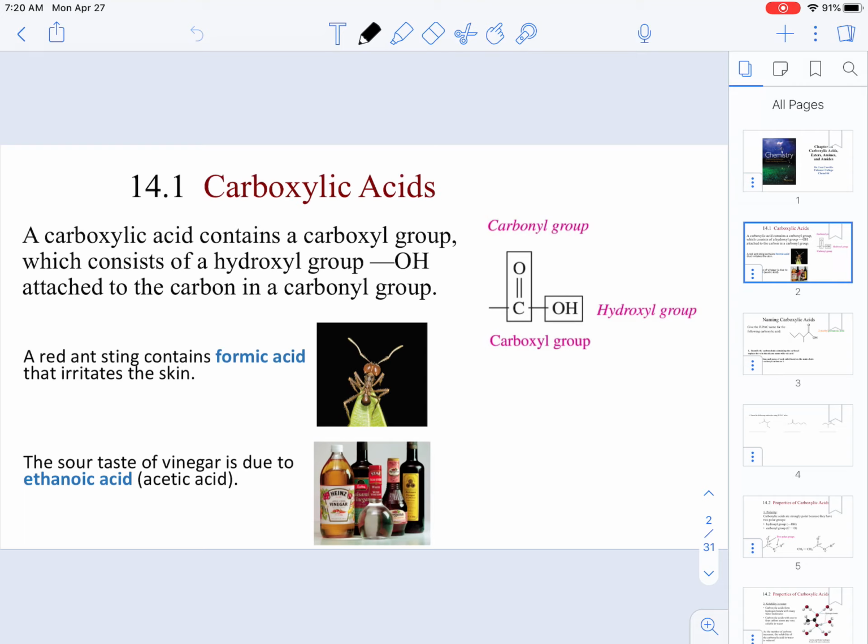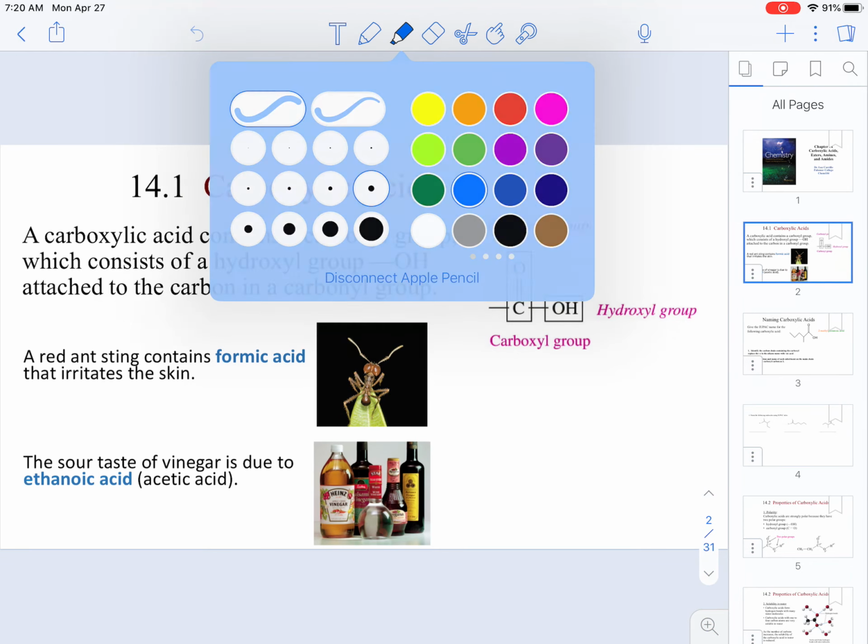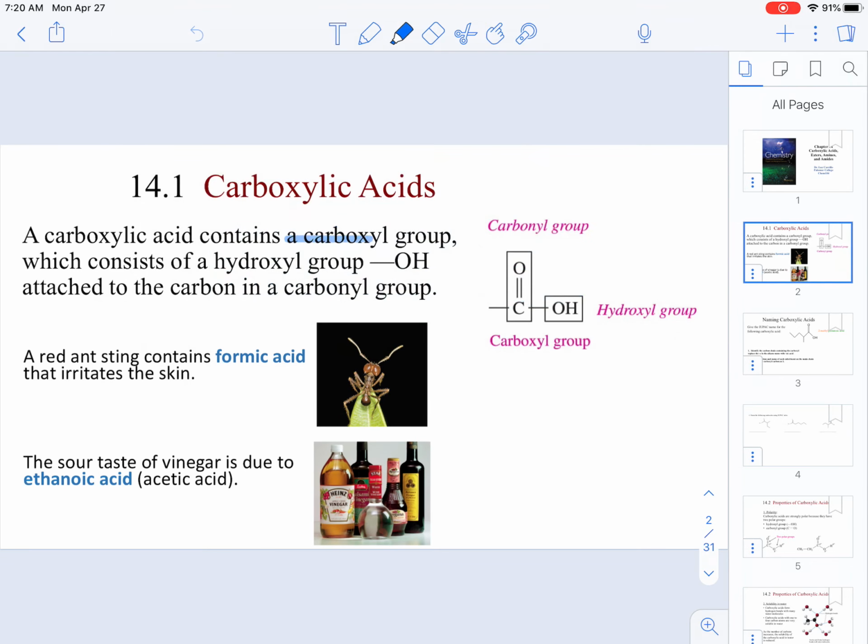So, when it comes to carboxylic acids, understand that they contain what is called a carboxyl group. And a carboxyl group is where we have a carbonyl group with a hydroxyl group together. Understand that carboxylic acids are very common in everyday life. They are produced in nature.